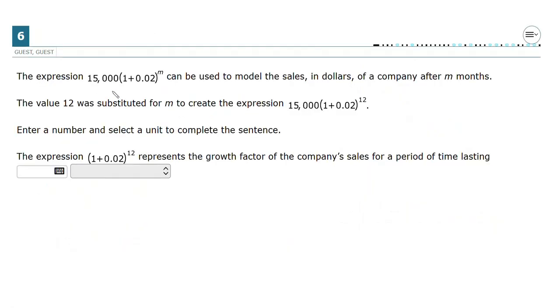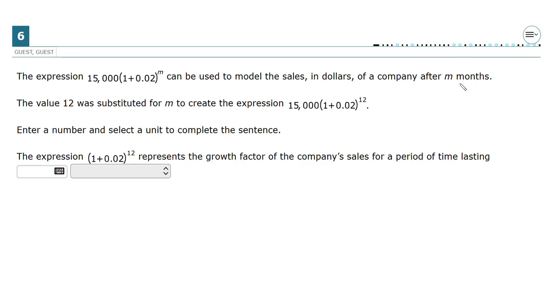Number 6 says the expression 15,000 times the quantity of 1 plus 0.02 to the m power can be used to model the sales in dollars of a company after m months. The value 12 was substituted for m to create the expression 15,000 times the quantity of 1 plus 0.02 to the 12th power. Enter a number and select a unit to complete the sentence. The expression 1 plus 0.02 to the 12th power represents the growth factor of the company's sales for a period of time lasting. And so we have to enter a number and select a unit of time from the drop-down list.